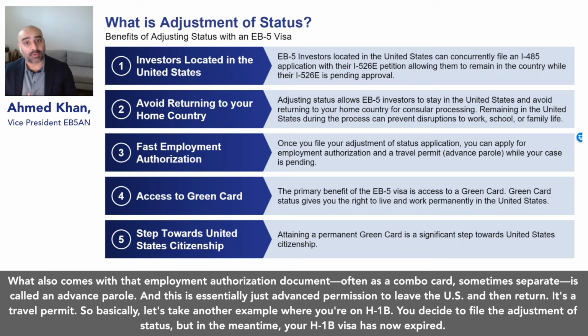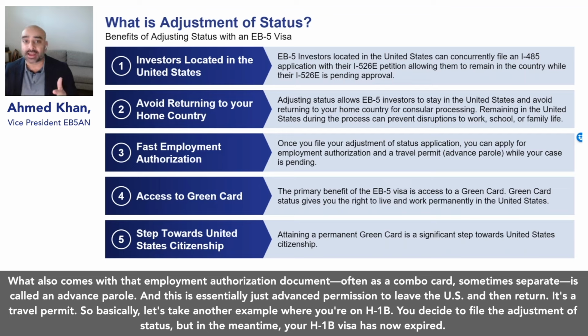What also comes with that employment authorization document, often as a combo card, sometimes separate, is called an advanced parole. And this is essentially just advanced permission to leave the US and then return. It's a travel permit.